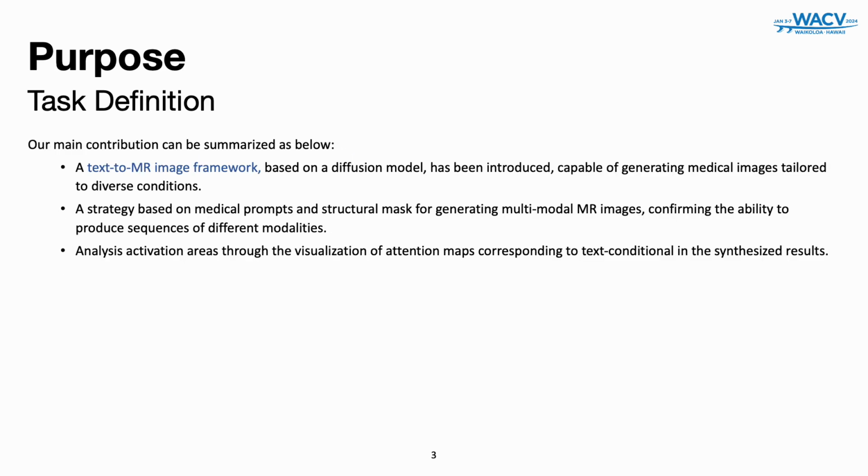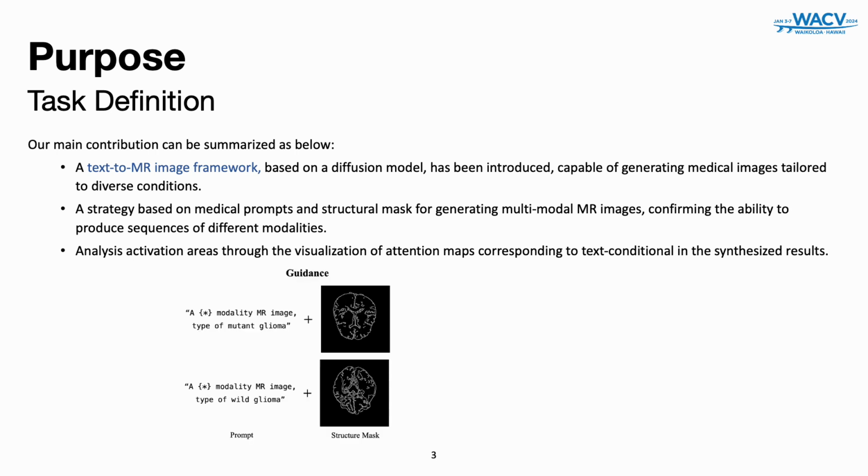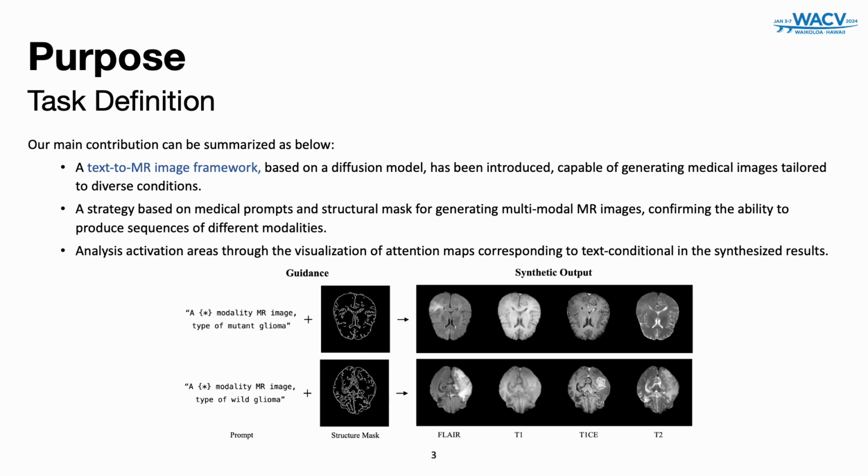Motivated by these considerations, our study aimed to explore how to controllably generate magnetic resonance images from text using a diffusion model. To achieve this objective, we composed input sentences using key information, MR images, and a structural mask with the goal of producing a sequence of diverse MR series. Additionally, an analysis of activation areas was conducted through visualization of the attention map.